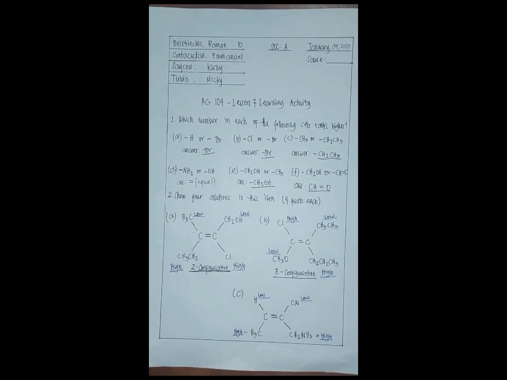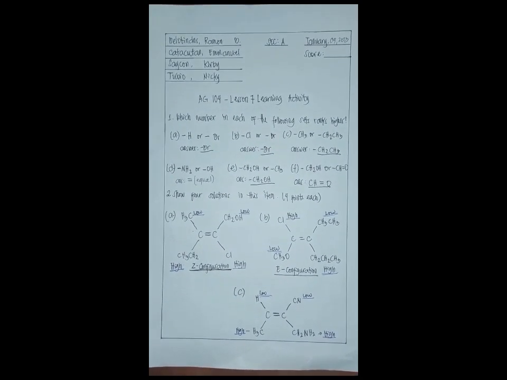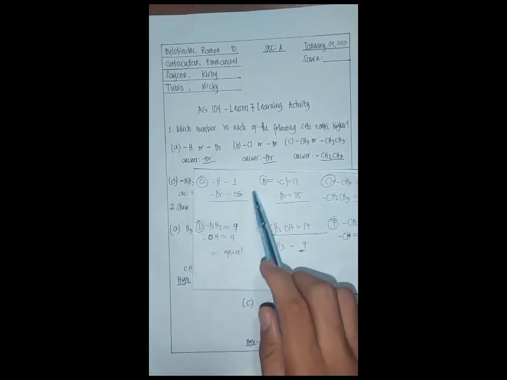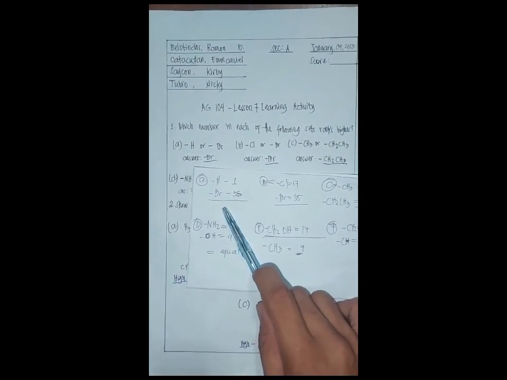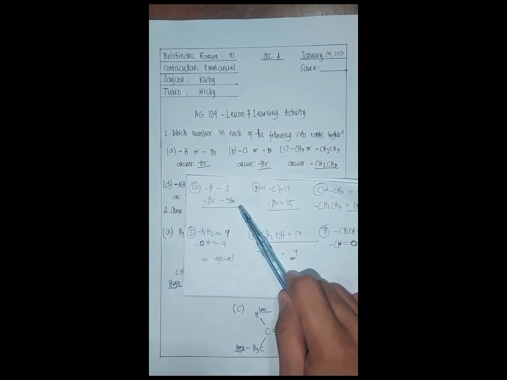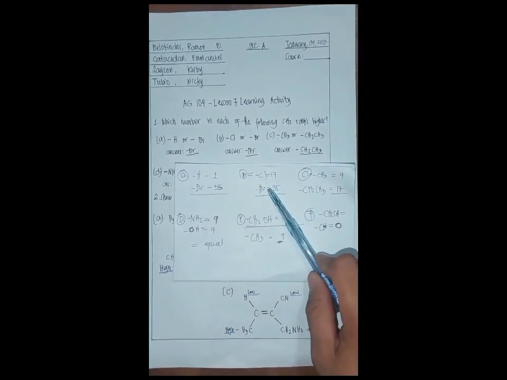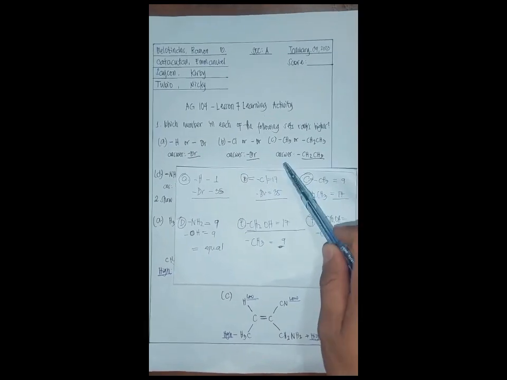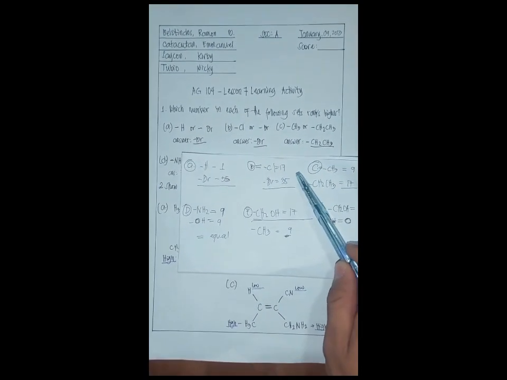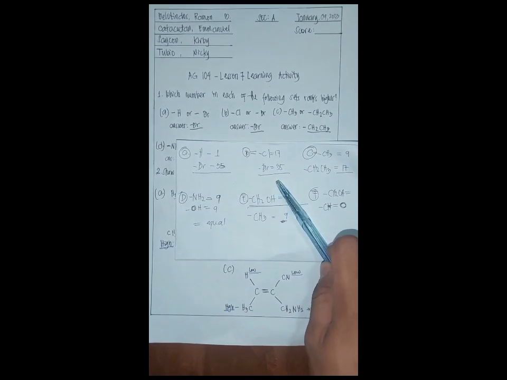So to find the highest rank, we need to compute the atomic number of the given elements. So here, in letter A, hydrogen and bromine. Hydrogen has an atomic number 1 and bromine is 35. So the bromine has the highest rank. Letter B, chlorine and bromine. Chlorine has the 17th atomic number and bromine has 35. So bromine is the highest rank.